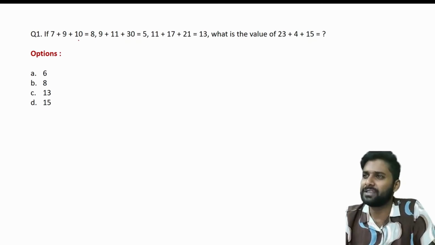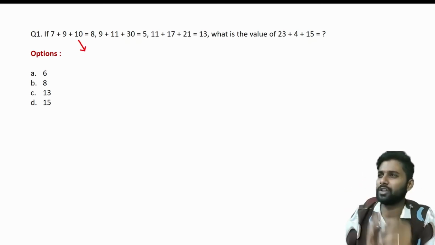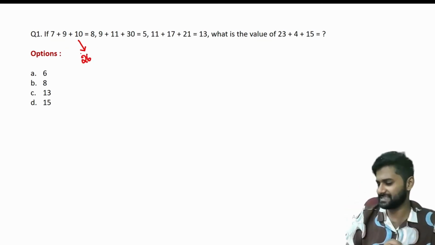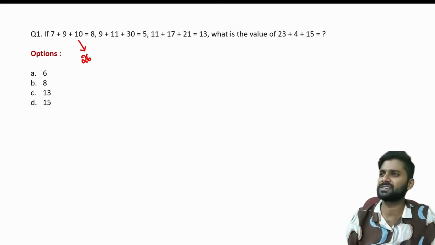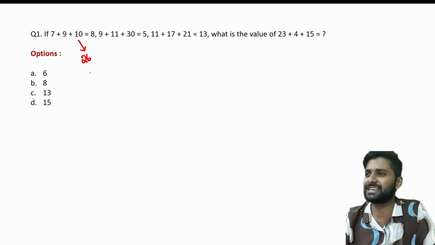Now, if you add all these numbers, let's do it this way: 7, 9, 10. If you add all these numbers, what is the result? Exactly 26. But here, instead of 26, it is given as 8. So what is your observation? Whatever the number, they converted it into a single digit. Single digit means the logic here is summation.